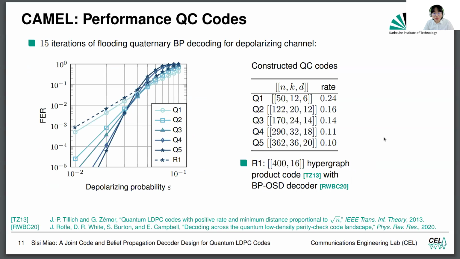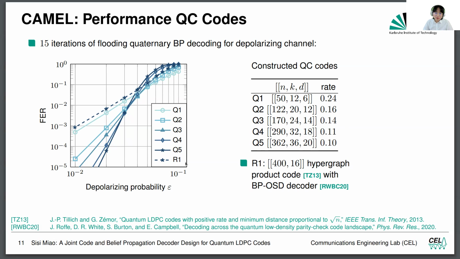So this is the performance of the constructed code. We have the parameters listed here, you can see. And then we have also calculated the minimal distance using probabilistic searching. The minimal distance is roughly the square root of the block length, and slightly larger.